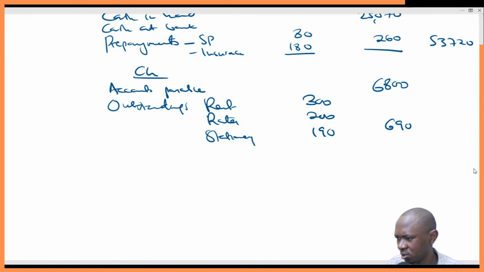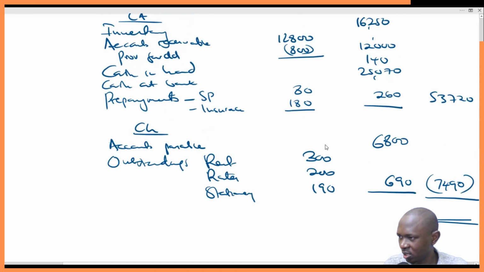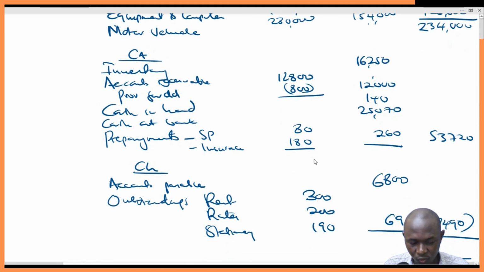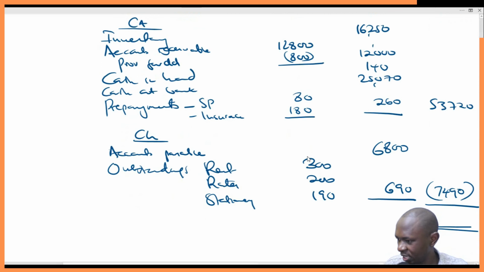Okay, so let's get the total. 6,800 plus 690 gives us 7,490. Because they are current liabilities, we are going to deduct from the assets. So we have 234,000 plus 53,720 minus 7,490. That gives us 280,230.